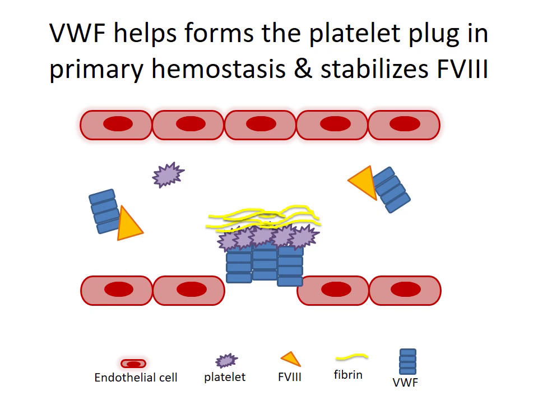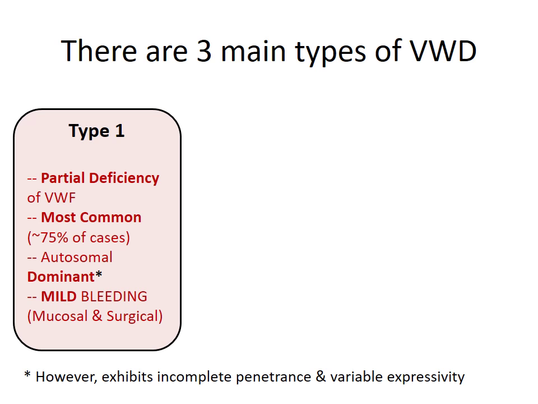Factor VIII circulates in plasma bound to von Willebrand's factor. This binding extends the half-life from approximately 20 minutes to 8 to 12 hours. There are three main types of von Willebrand's disease.